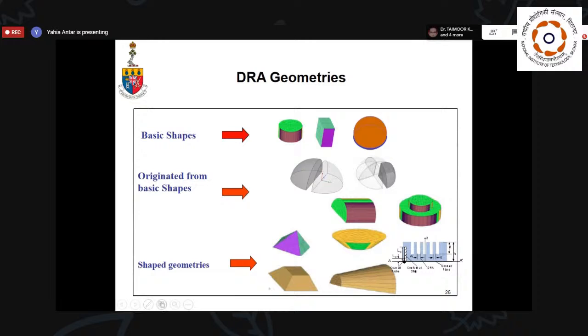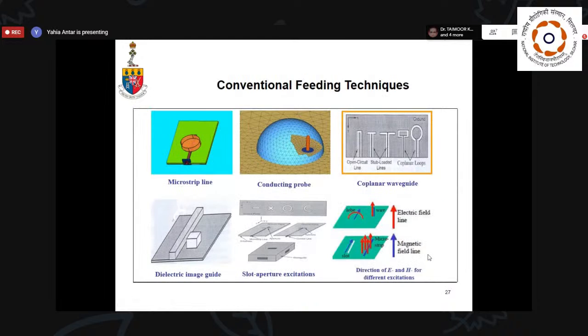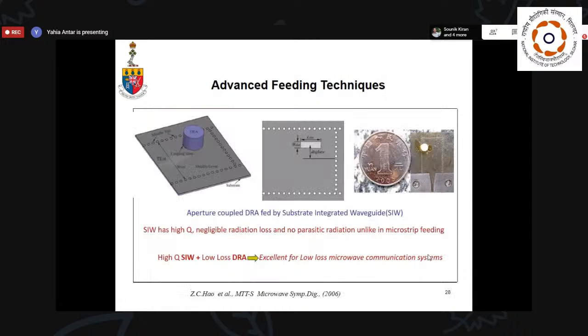And I'll just attract your attention to the shape at the bottom here, where we actually did that, and you'll see shortly why we varied this here. And this is basically one configuration that could give you a circularly polarized wave with one feed, and it's not easy to fabricate, but we've done it. Conventional feeding techniques, they're all the same. We could use advanced techniques.